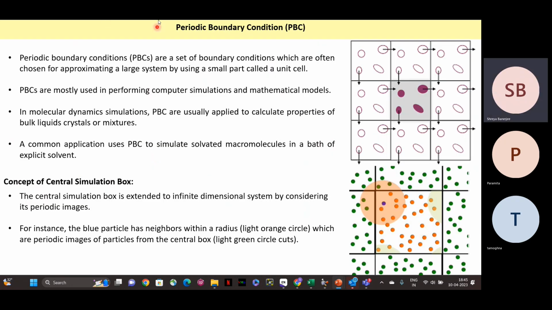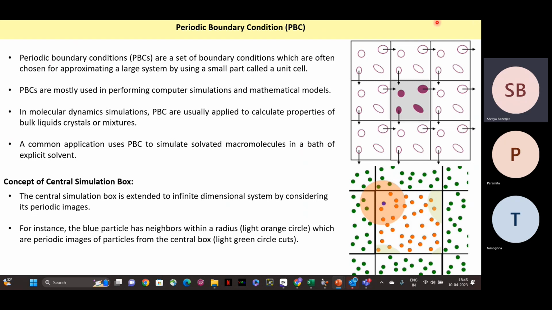The next thing that is needed is to define a periodic boundary condition, or PBC. So PBCs are a set of boundary conditions which are often chosen for approximating a large system by using a small part called a unit cell. Like we had studied in crystallography, we can understand the properties of the crystal by studying only a unit cell.